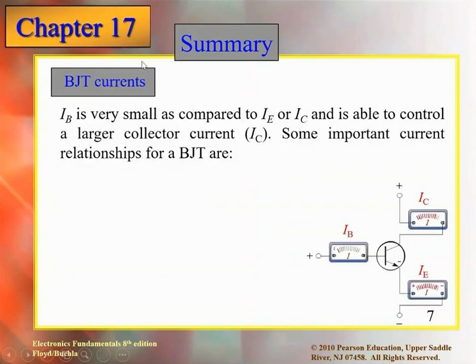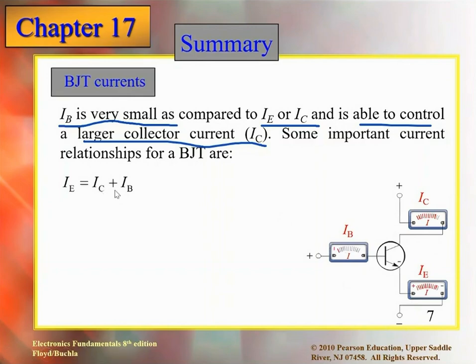All right. Now let's look at the currents which are flowing in all the regions. IB is very small. We know that the base current is very small compared to these two currents, girls. But still, IB is able to control a large collector current, which is IC. The important current relationship for a BJT, you can see here: IE, the emitter current, is equal to the collector current plus the base current. You can see the emitter is connected here, so IE is the total, which is the sum of the IC current plus the IB current. So this is the formula we should know. You should memorize it: IE is equal to IC plus IB.